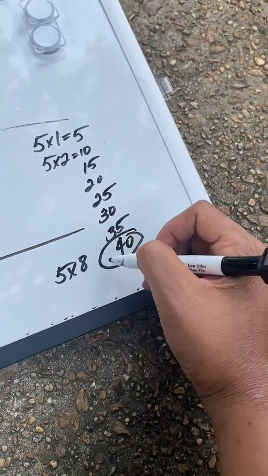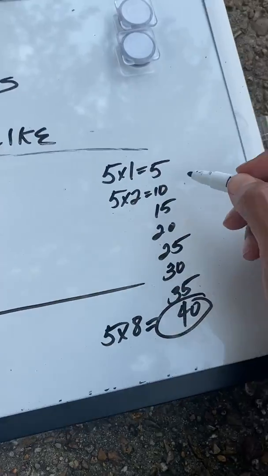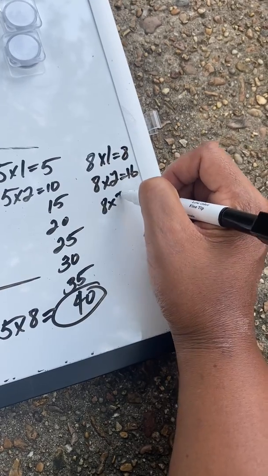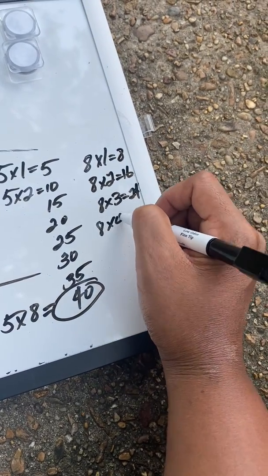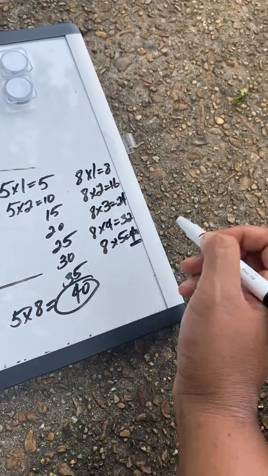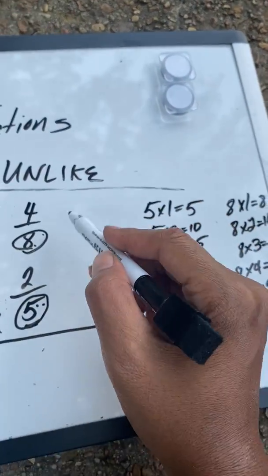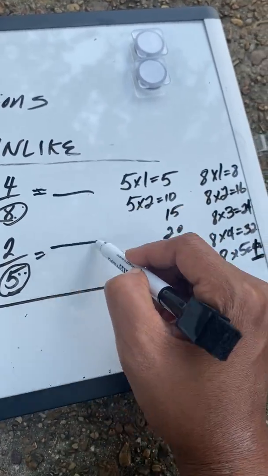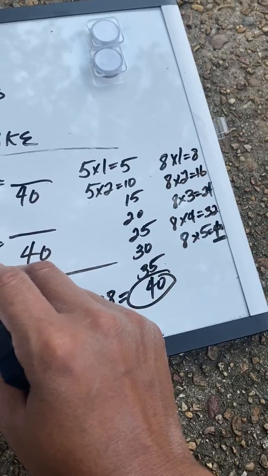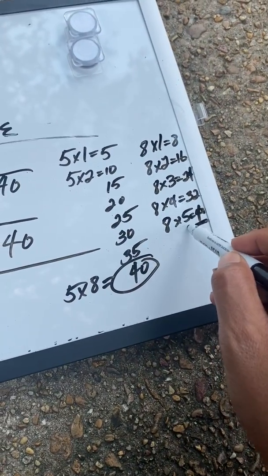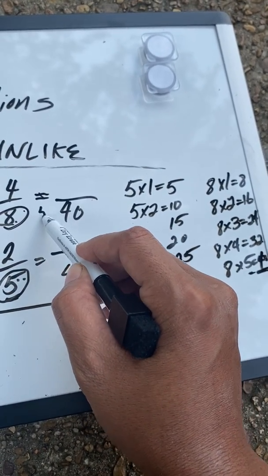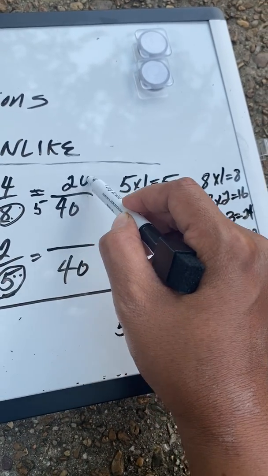Now, 5 times 8 is 40. Now, 8 times 1 is 8. 8 times 2 is 16. 8 times 3 is 24. 8 times 4 is 32. 8 times 5 is 40. All right, they both have 40 in common, so that's going to be my like number, 40, 40. Now, how many times does 8 go into 40? Well, it goes 5 times because 8 times 5 is 40. So I'm going to divide the bottom. 40 divided by 8 is 5, and 5 times 4 is 20, and multiply the top.